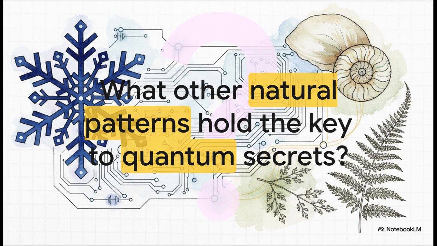And all of this leaves us with a really fascinating thought to end on. If the math that describes a simple snowflake can help us understand a complex quantum circuit, what other secrets are hiding out there in the patterns of nature, just waiting for us to find them?